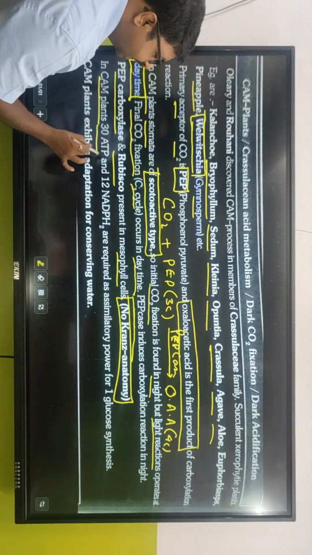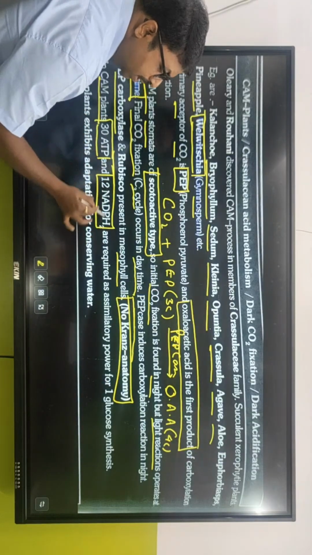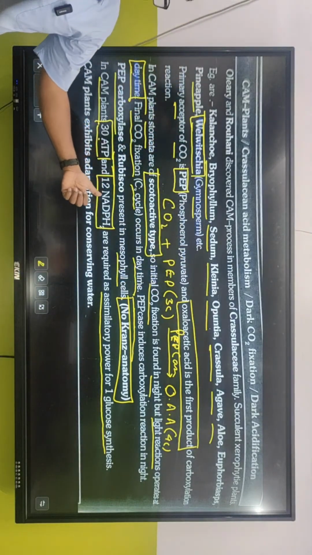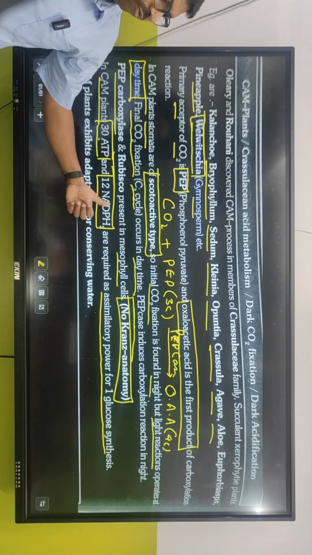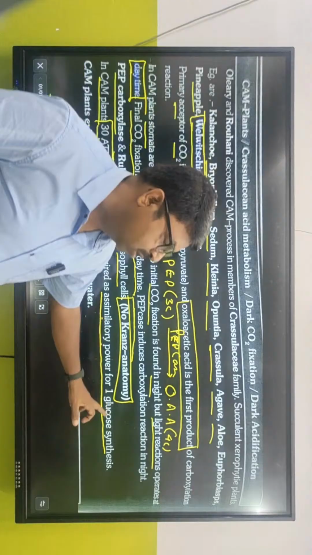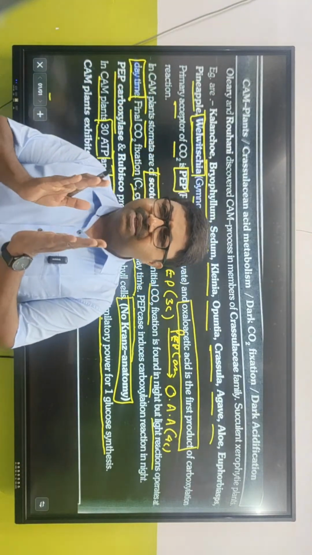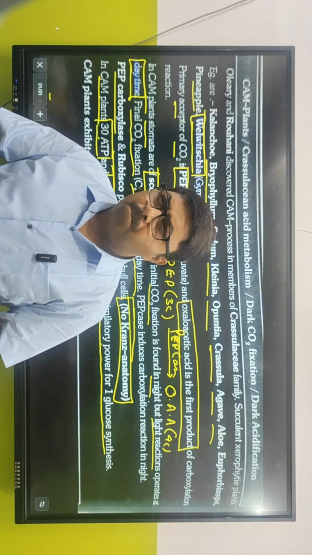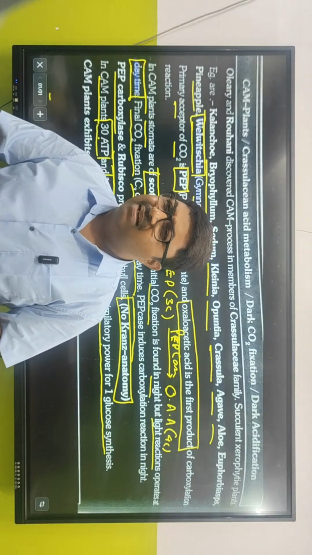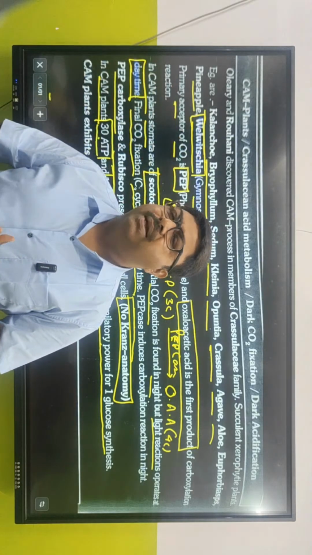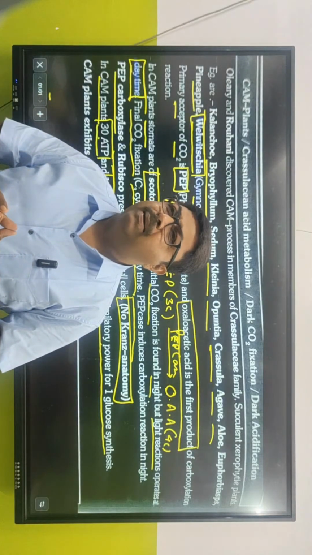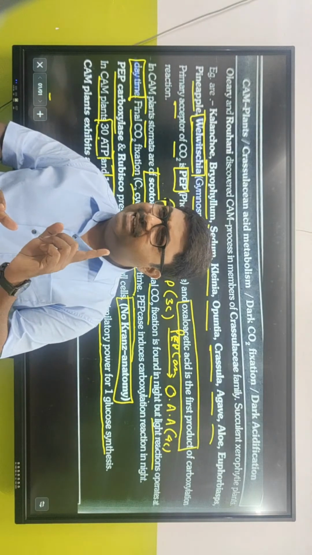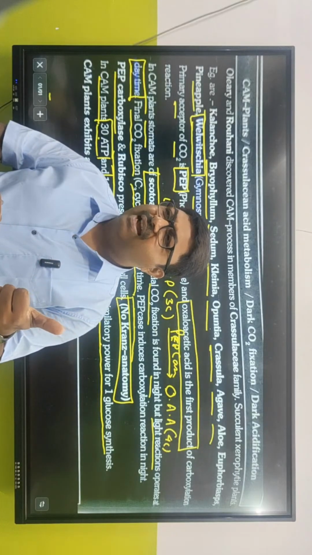In CAM plants, 30 ATP and 12 NADPH2 are required as assimilatory power to form one glucose molecule. Ayushi bolbe, in C3 cycle, normal plant-এ কতগুলো ATP লাগে আর কটা NADPH2 লাগে? In C3 cycle as a whole, dark reaction-এ how many ATPs and how many NADPH are required? Come on. 18 ATP and 12 NADPH2.